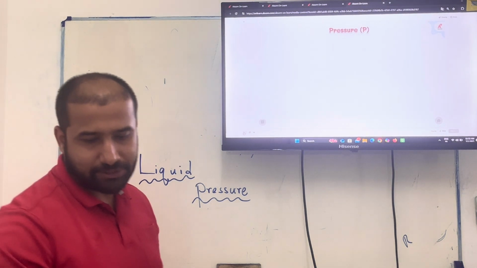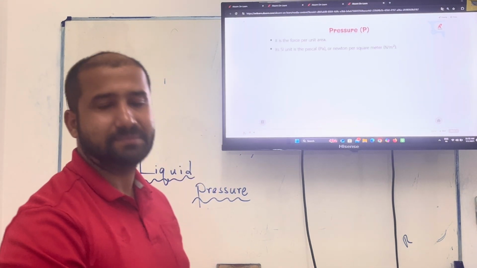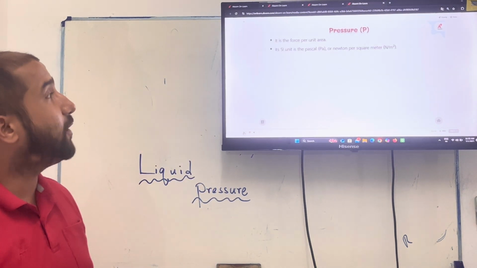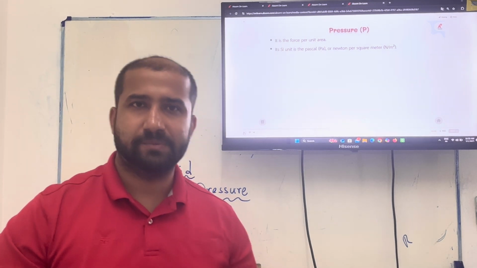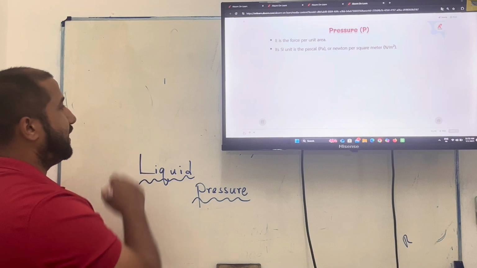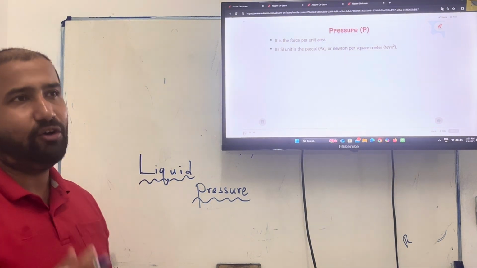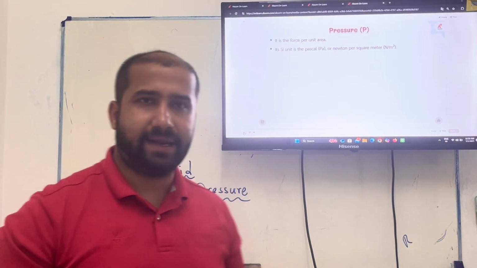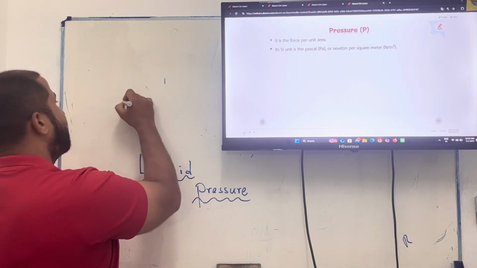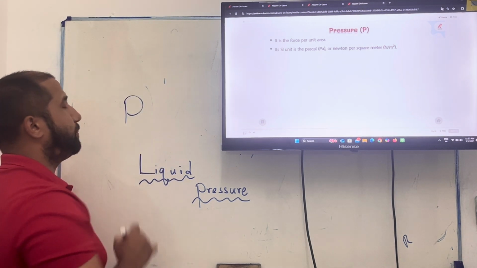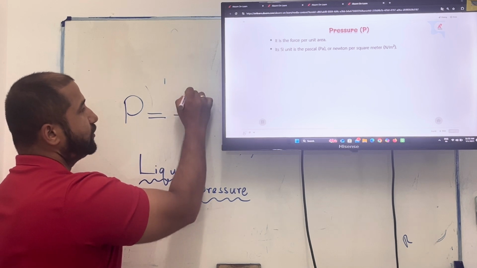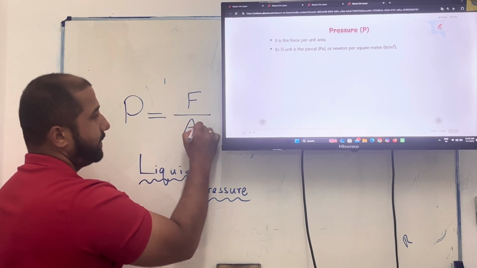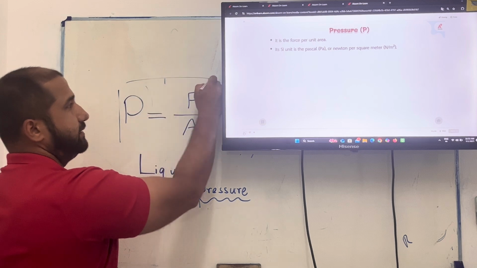So pressure is force per unit area, as you can remember. So if there is an area and on that area a force is applied, then we call it pressure. For example, if P is the pressure, then P is equal to force divided by area.